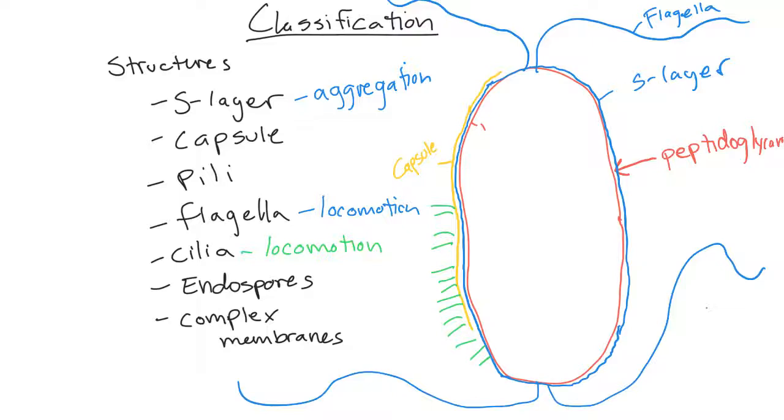All right, pili then are longer than, I'll do a different color, are longer than cilia, usually shorter than flagella. And these are not for locomotion. So these are actually for attaching to other bacteria and pulling them closer. So also for aggregating.